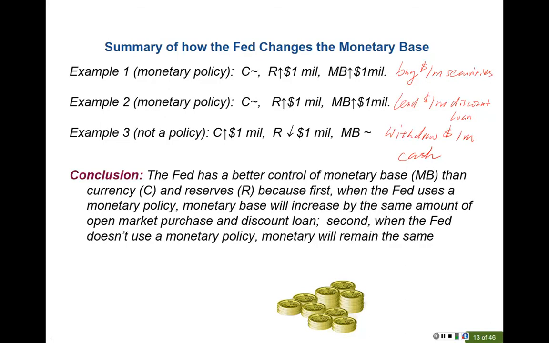So the Fed has better control of the monetary base than currency and reserves, because first, when the Fed uses monetary policy, the monetary base will increase by the same amount, no matter whether the Federal Reserve uses open market purchases or discount loans. And second, when the Fed does not use monetary policy, the monetary base actually remains quite stable, remains the same. So the conclusion: the monetary base is the variable the Federal Reserve wants to control.